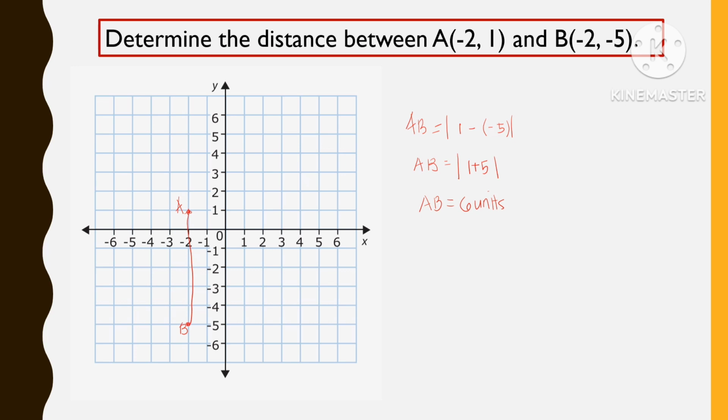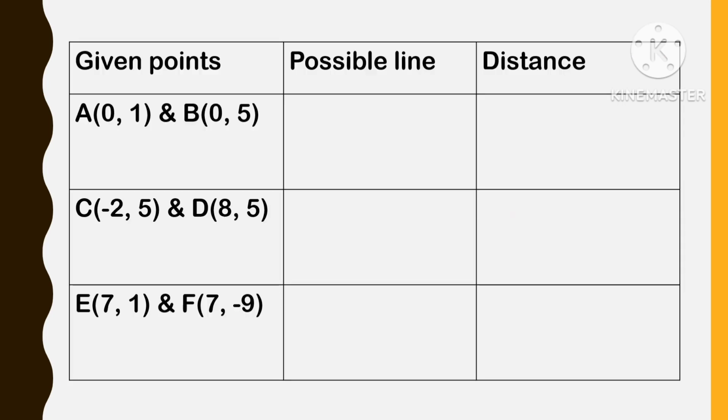If we try to count it, we have 1, 2, 3, 4, 5, 6. So it has 6 units. Correct. Now let's have these given points and determine their possible line and the distance. For example number 1, we have the point A 0, 1 and point B 0 and 5.